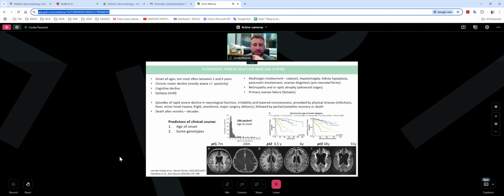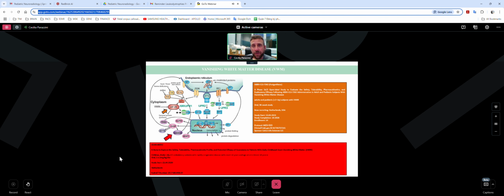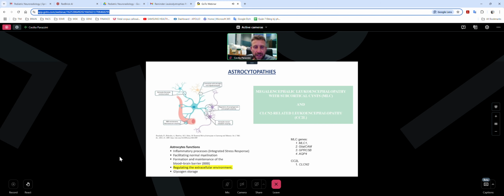In this condition, the clinical presentation is characterized by onset at all ages, but most often between 2 years and 6 years of age. Usually, we observe a chronic motor and cognitive decline associated with episodes of rapid and severe decline in neurological function, usually provoked by physical stresses. There are also, for vanishing white matter disease, some clinical trials that are again ongoing, and so we will have to wait a bit to see the results.